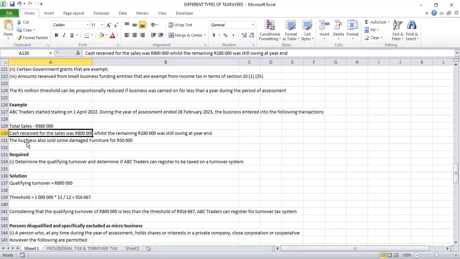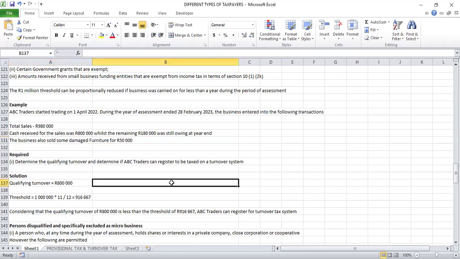The business also sold some damaged furniture for 50,000. Right. We should know that furniture is a capital asset. And proceeds from sale of capital assets are not included in qualifying turnover.